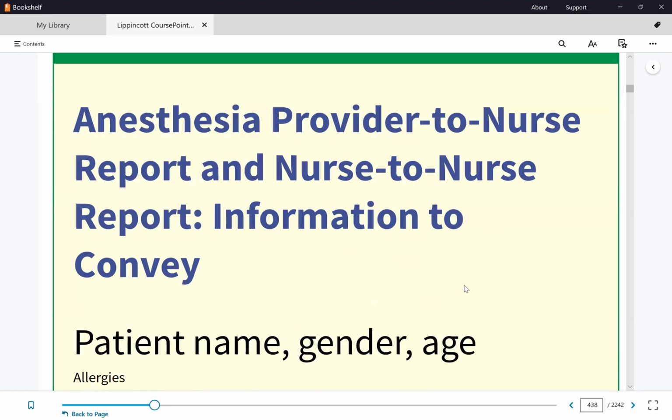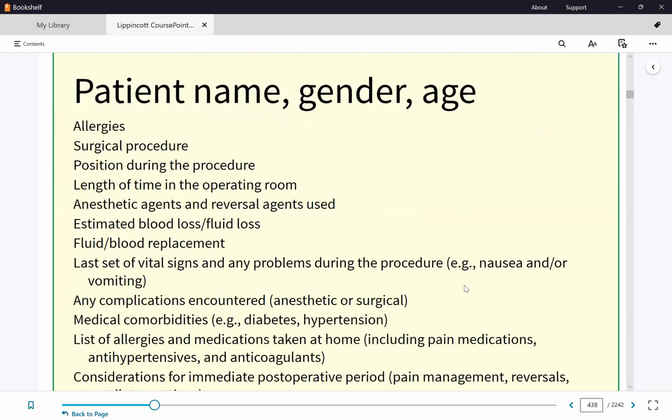Okay, so these are standard questions that you'll ask if not provided in the SBAR report. So when you're the receiving nurse, this is the information you would want to have on hand before you receive the patient. If any of it was not volunteered by the reporting nurse, the PACU nurse, then you ask for it. Are we clear? All right, so these are the basic things you need.